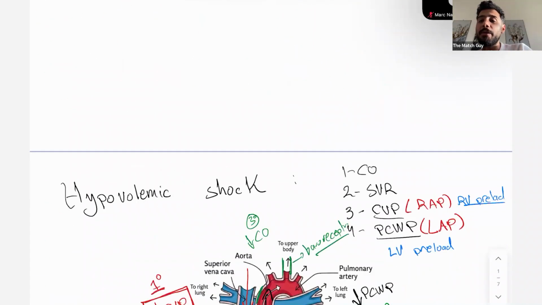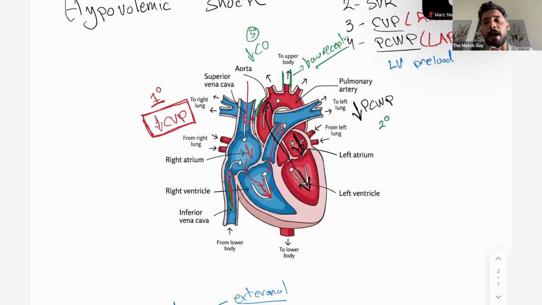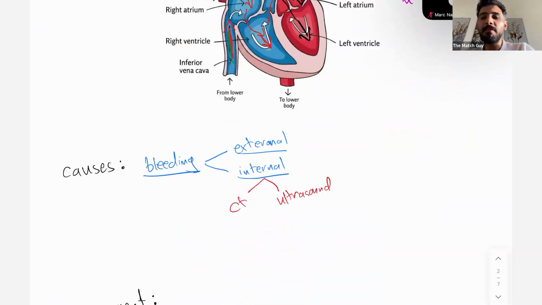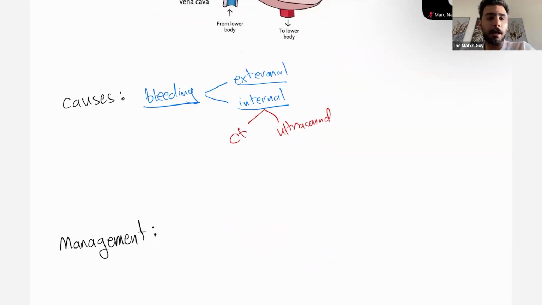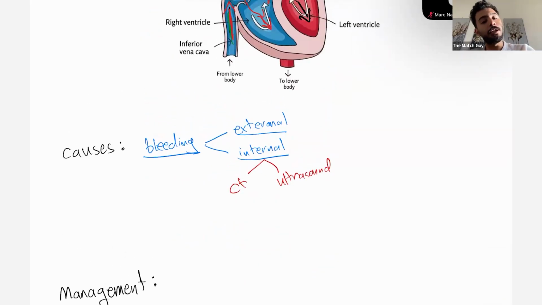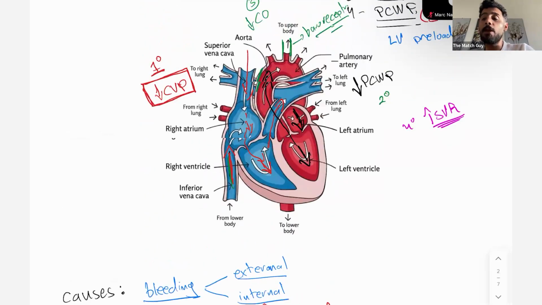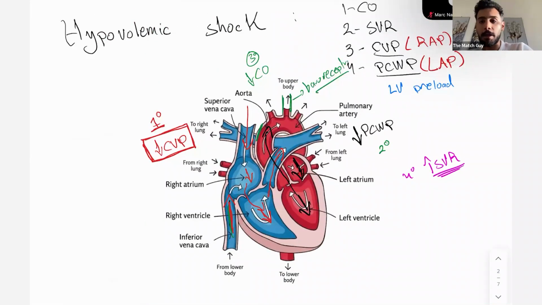Now, this is going to cause the fourth and last effect that we're going to see in hypovolemic shock, which is an increase in the systemic vascular resistance. Okay? Now, what is the management of hypovolemic shock? And this tachycardia is known as reflex tachycardia. It is known as reflex tachycardia, yes.